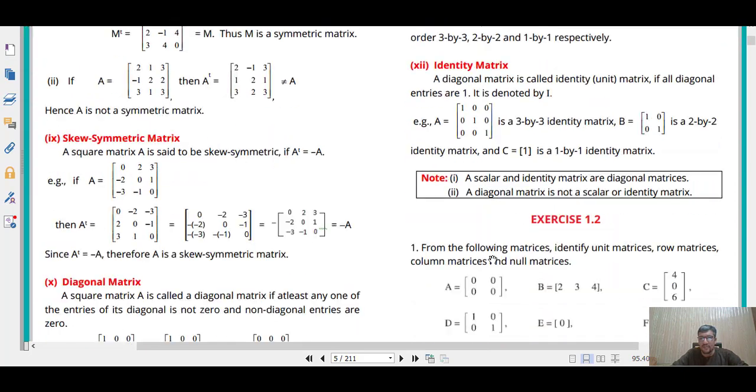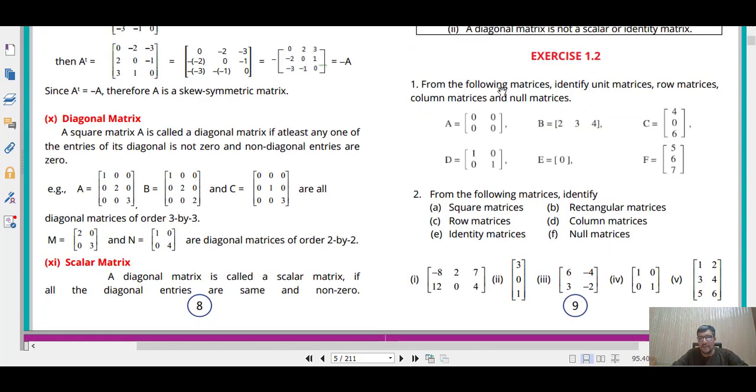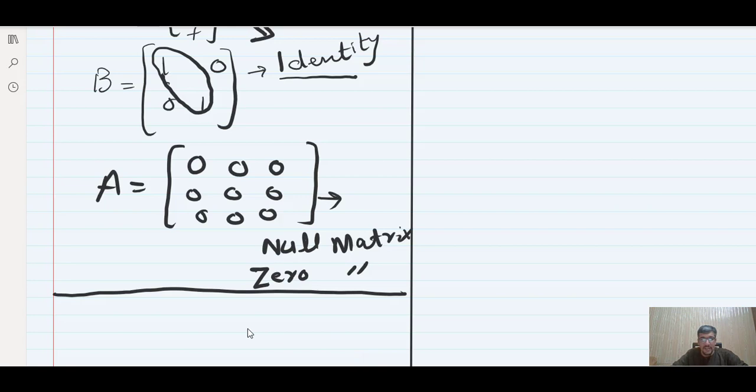Now we are going to solve question number 1 of exercise 1.2. In question number 1, you have to identify from the following matrices which one is an identity unit matrix, row matrix, column matrix, or null matrix. If you see this A1, I say that all the entries of this matrix are zero. So I solve it here.